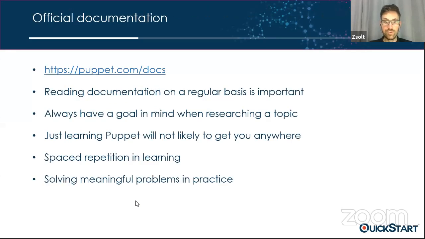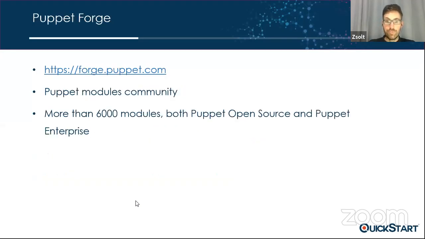Official documentation is in the docs. Read it. Spaced repetition means that from time to time you get some problems, you solve them, and you develop the skill. Straightforward. Puppet Forge: I talked about these 6,000 modules and descriptions that are there.